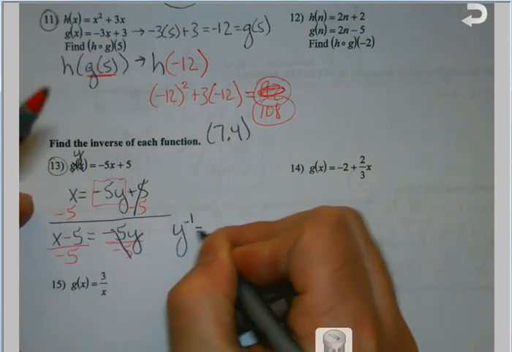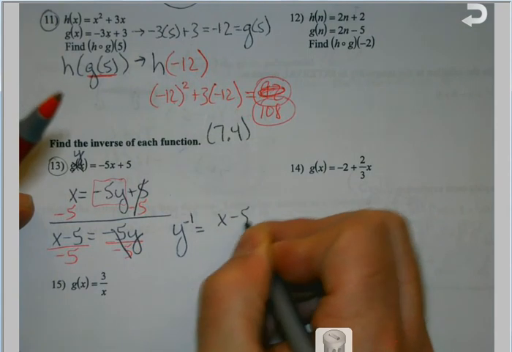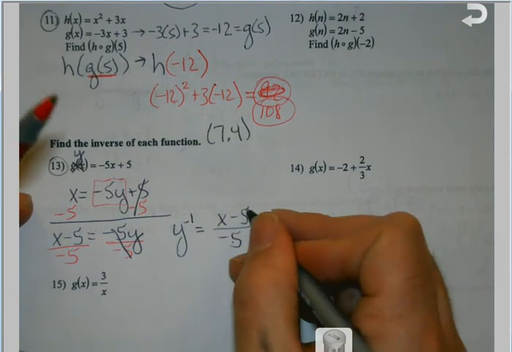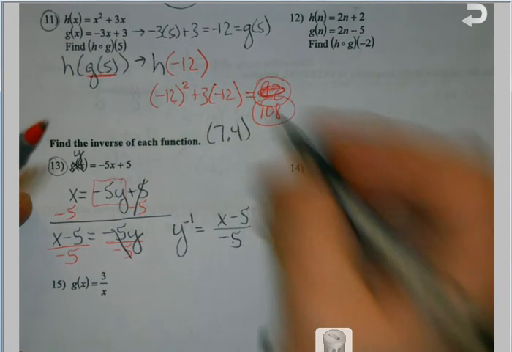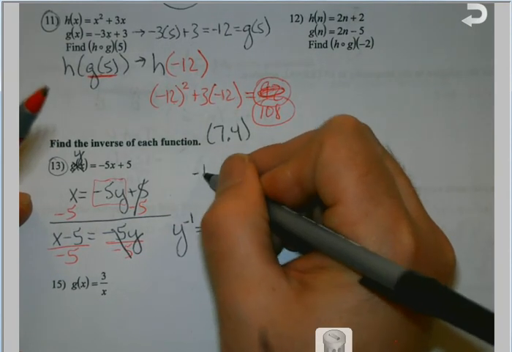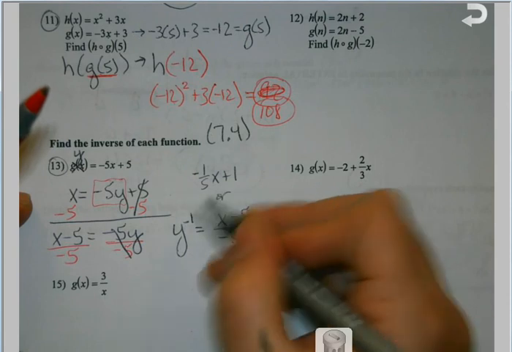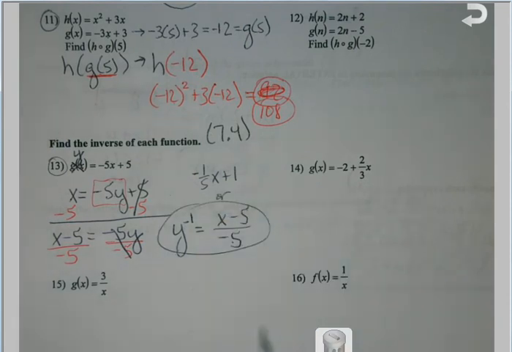And no, if you don't put the little negative 1, it doesn't mean you did it wrong. Or if some of you individually divided each part by negative 5, maybe you ended up with this for an answer. They're both fine. They're both absolutely fine. You've just got to, again, switch the x and the y, and then solve for y.